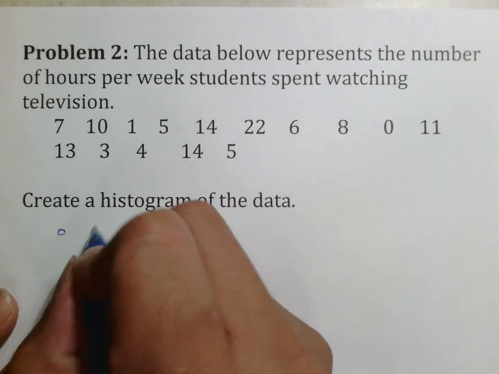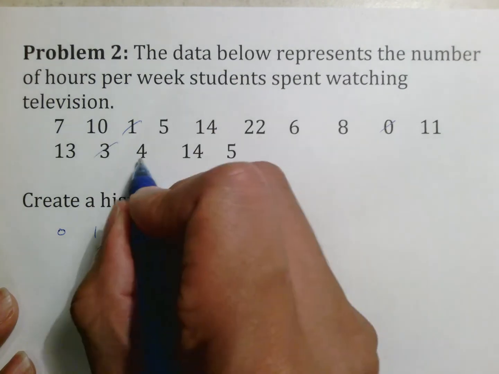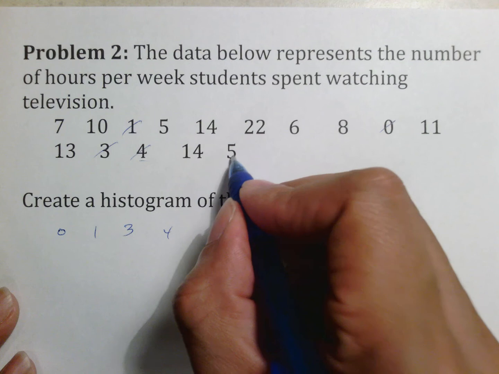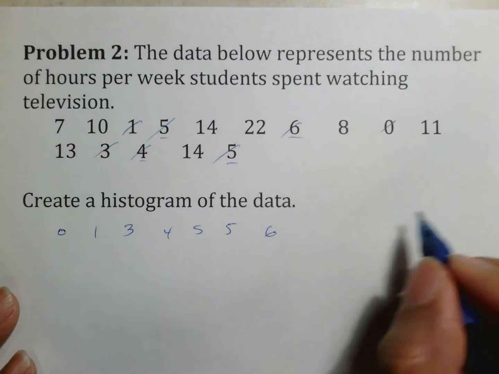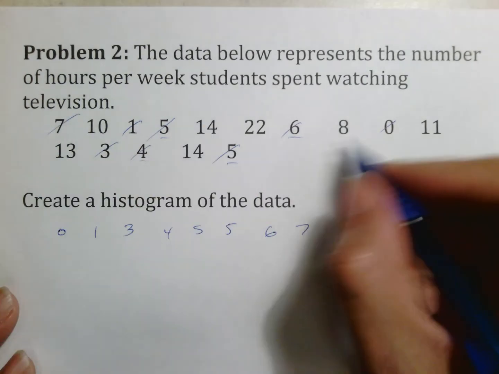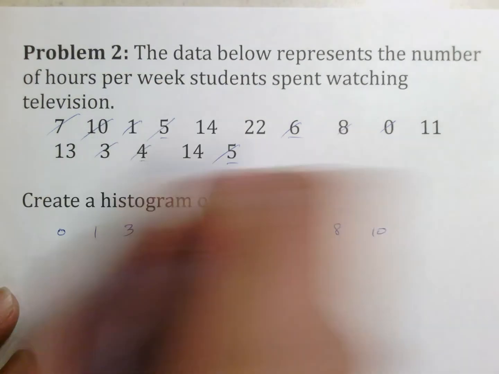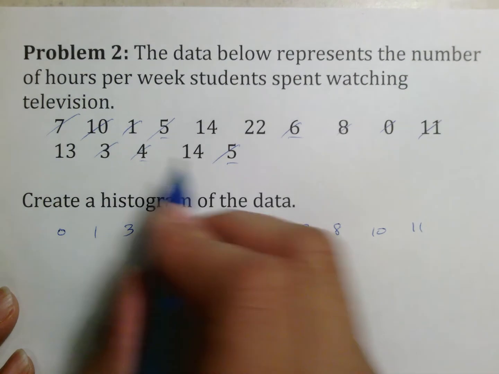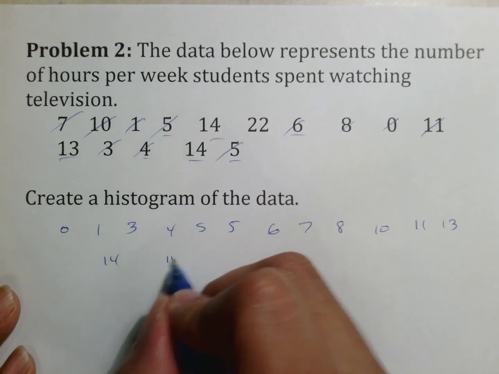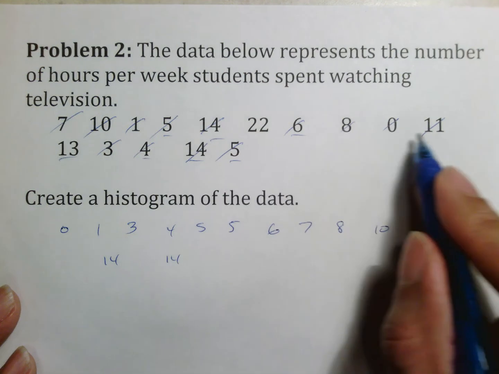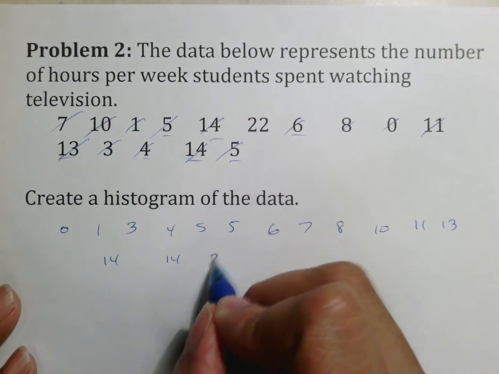I see a 0, a 1, no 2, well, I do have a 3, 4, 2 5s, I see a 6, a 7, a 8, no 9, I do see a 10, I see an 11, no 12, 13 here, I see 2 14s, cross both of those out, 15, actually cross that 13 out that I wrote, 13, I think there's only one number that I haven't used, which is 22. So let's do a quick count.